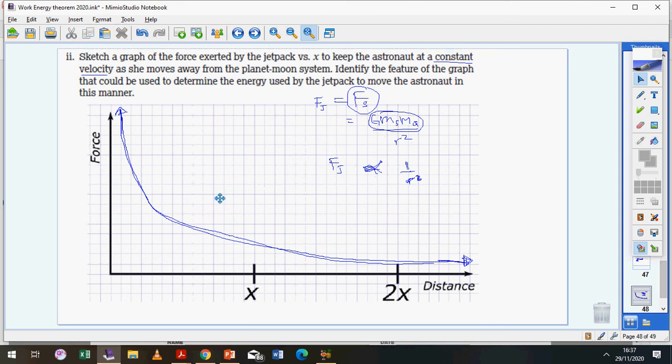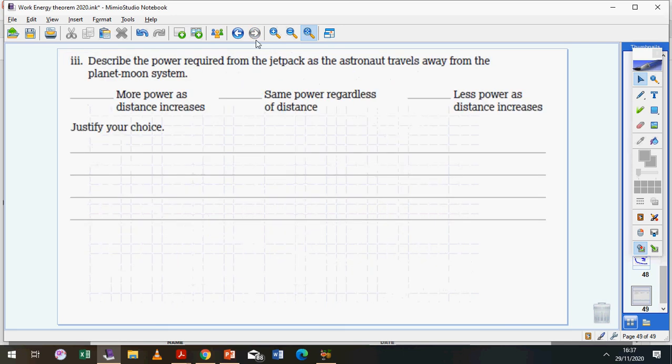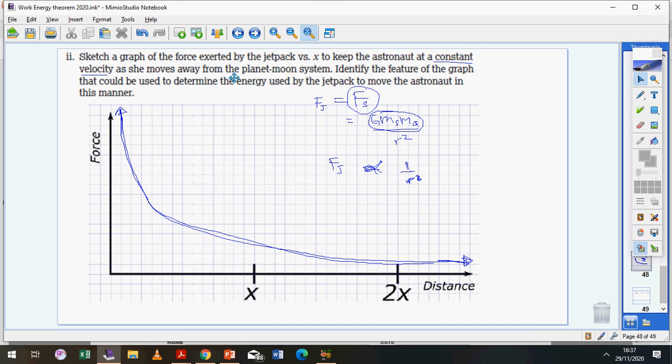All right. Identify the feature of the graph that could be used to determine the energy used by the jetpack to move the astronaut in this manner. What feature of the graph could be used? Still confused by this one? Hopefully I'll explain it in class.